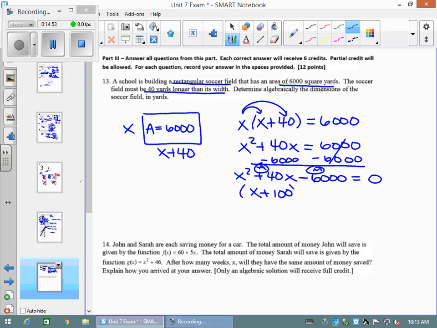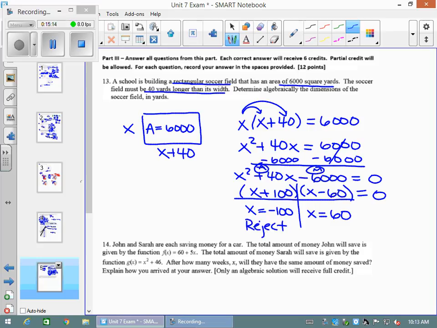When you solve from these factors, you ask yourself what values for x here would make the factor 0. This would be a negative 100, and for this factor, it would be a positive 60. Now, because we're talking about dimensions of a soccer field, we can't have a negative measurement, so we're going to reject the negative 100. So 60 is going to be our width. So if you want, you could label it here on your diagram, and then 60 plus 40 gives us a length of 100, but you did have to find both dimensions in order to get full credit.